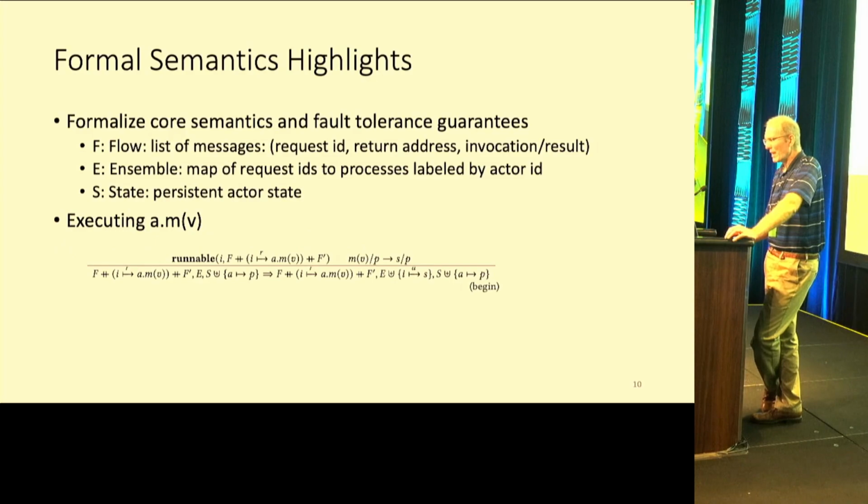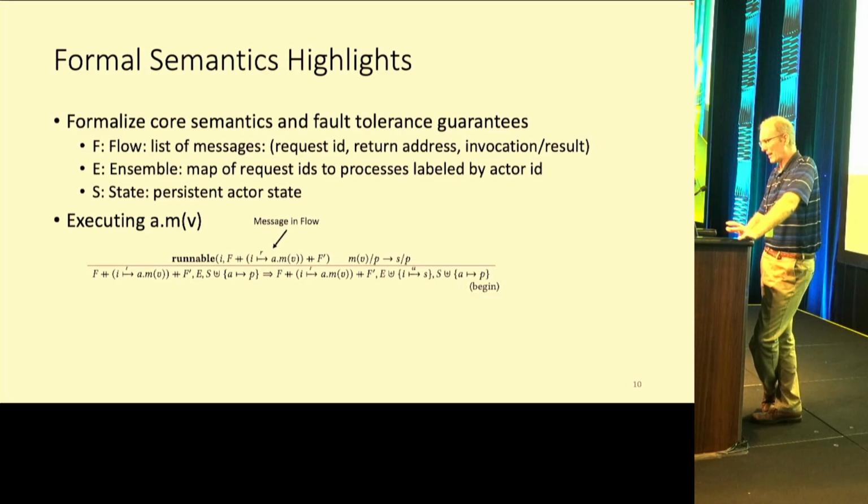Then just very briefly on the formal semantics. So we formalized the semantics of the programming model and some of the guarantees it gives. And I just want to talk about a couple quick things about what happens when we want to execute a method. So we're going to execute the method M on actor A. Well, in order to execute it, there has to be some message. So there's some message in the flow, and that message is runnable, which I'll talk about in the next slide.